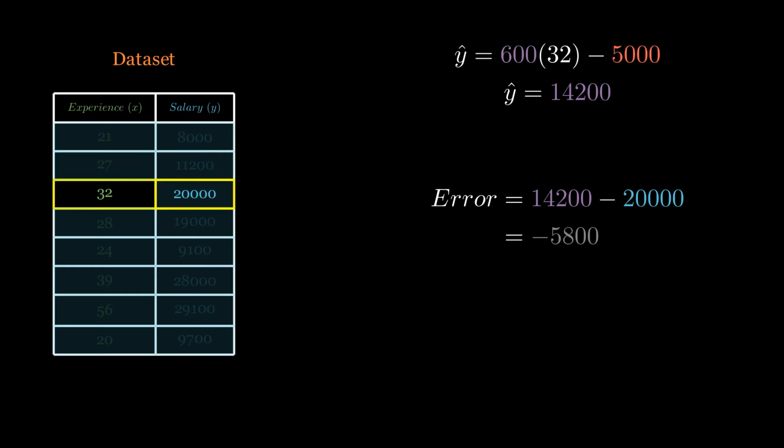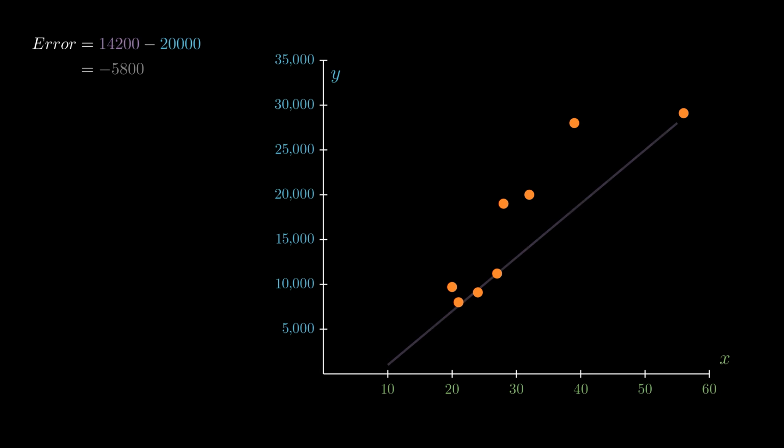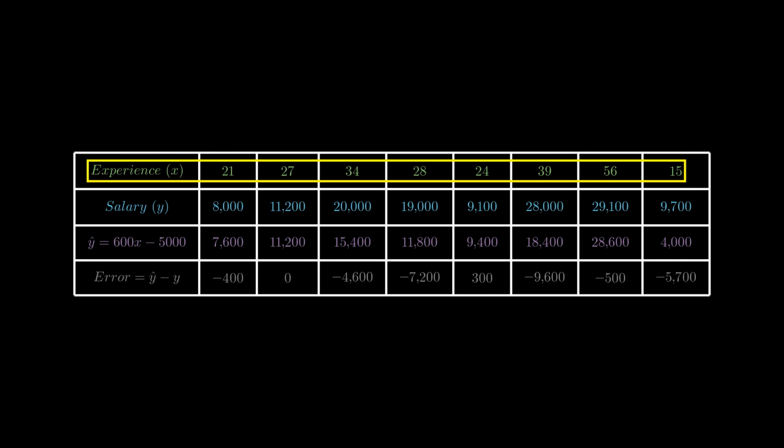Note that sometimes the error will be negative, but we really don't care about the sign of the error. Instead, we either take the absolute value of the error or square it. This ensures that all errors are positive. This process is repeated for all data points in the training dataset.